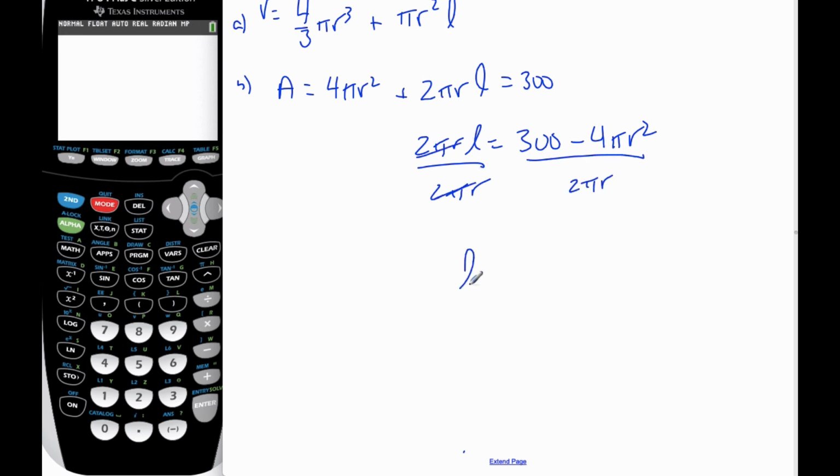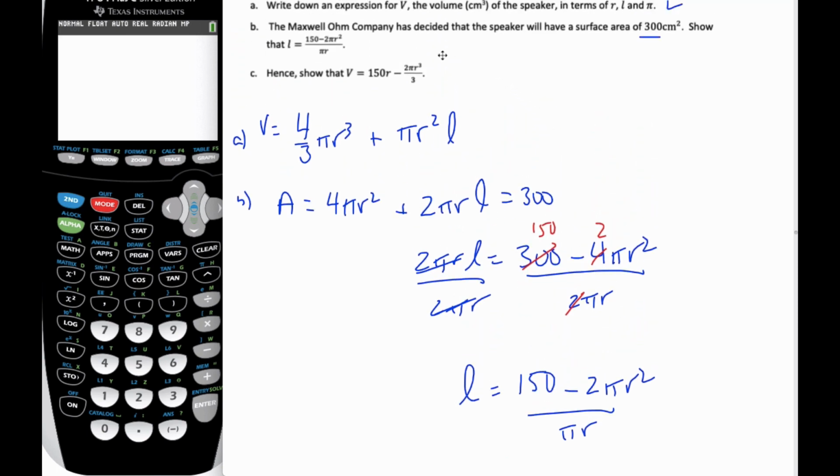This cancels, and so for L, I can divide the 300 by 2 to get 150, but I also have to divide both terms by 2. And so now I can say that L is 150 minus 2 pi r squared, over pi r. I cannot cancel the r's because there's no r here, and I cannot cancel the pi's because there's no pi with the 150. I believe that is what I was looking for here.